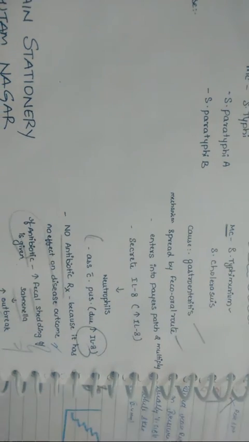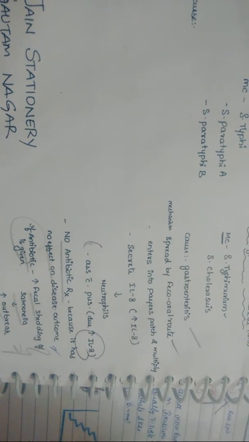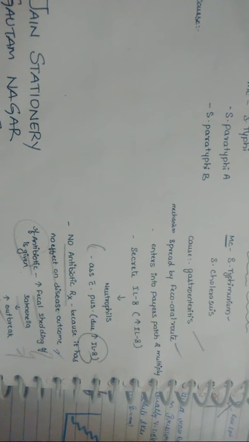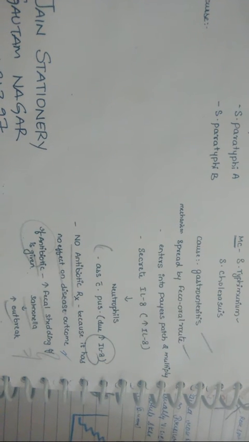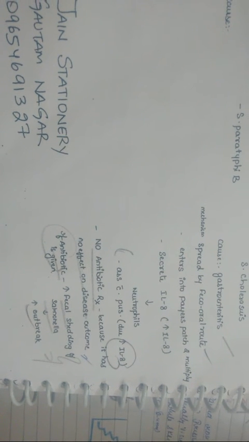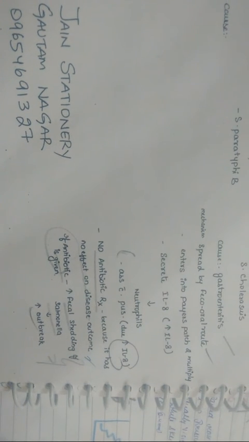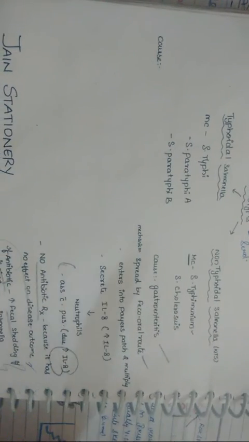Let me read what's written first. It causes gastroenteritis. The mechanism is spread by the fecal-oral route. It enters into the Peyer's patch, multiplies and secretes interleukin 8, and this interleukin 8 attracts neutrophils. It is associated with pus due to increased interleukin 8. And you have to observe that there is no antibiotic treatment. We are not giving any antibiotics here, because it has no effect on the disease outcome. You are not supposed to give antibiotics if you have gastroenteritis caused by salmonella.